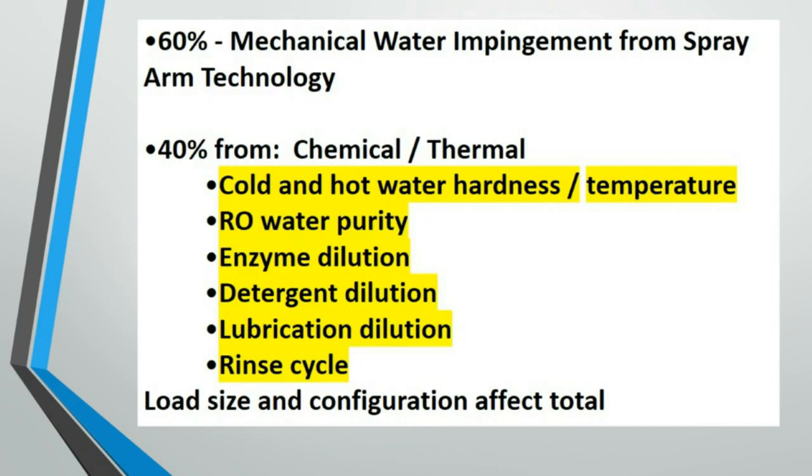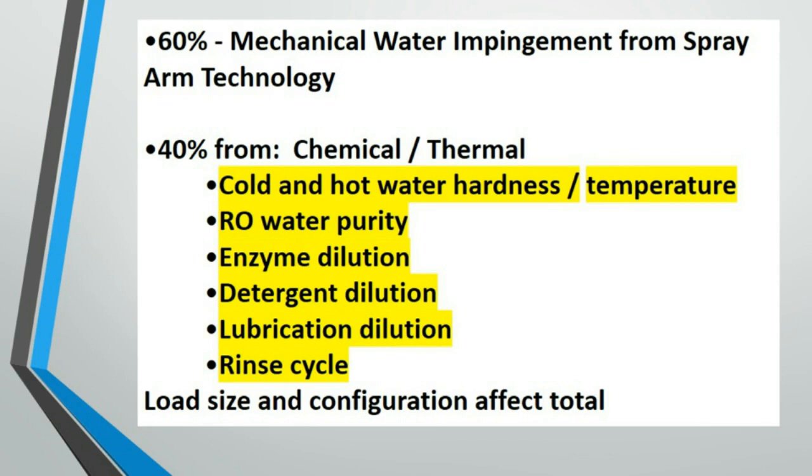So 60% mechanical water impingement from spray arm technology. That's about where you're getting your most cleaning. It's a little lopsided to that. So we really need that impingement to work well. And we need our washer arms and our washer racks and the washer itself to be clean and really free-flowing to make sure that impingement action is doing its job, because it's about 60% of cleaning in a mechanical process. The other 40 does come from your chemical and thermal properties.